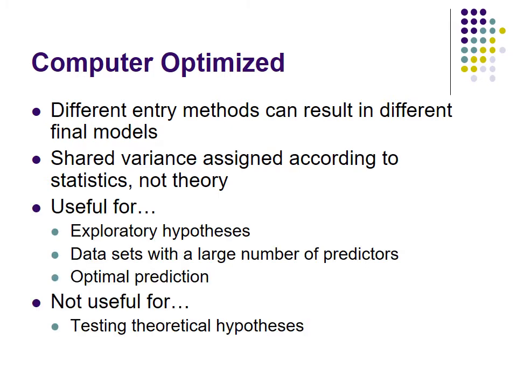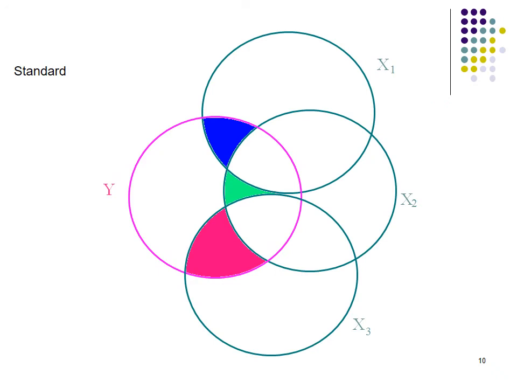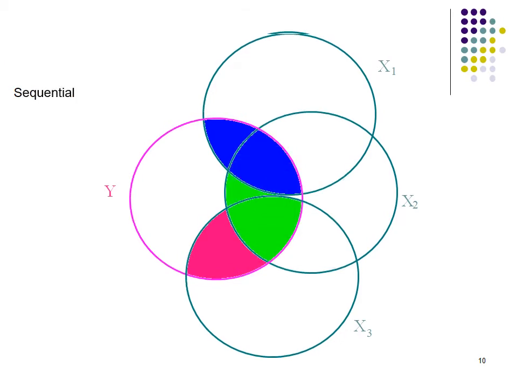So again, this is useful for exploratory hypotheses, it's useful for data sets with very large number of predictors, and it's also useful for optimal prediction. It is not useful for testing theoretical hypotheses. That's hierarchical. So again, just a quick reminder, standard regression or enter method is looking for unique variance only. It is ignoring any shared variance. It's always going to be probably a weaker model.